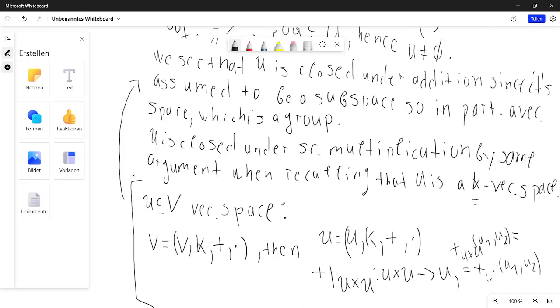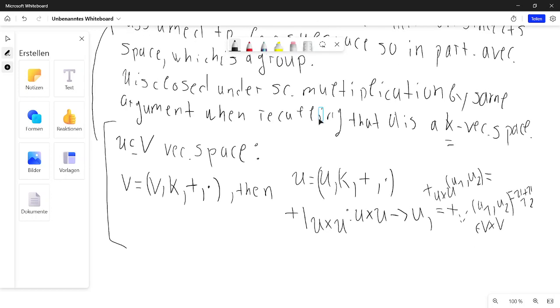Which is okay, because this pair is in V cross V, so it is really defined. And that is just U1 plus U2. Here we write U0 plus on V. That's why we talk about plus just from V, we actually mean this restriction, right? Very important.